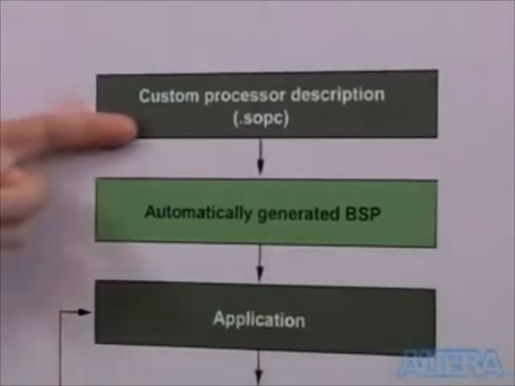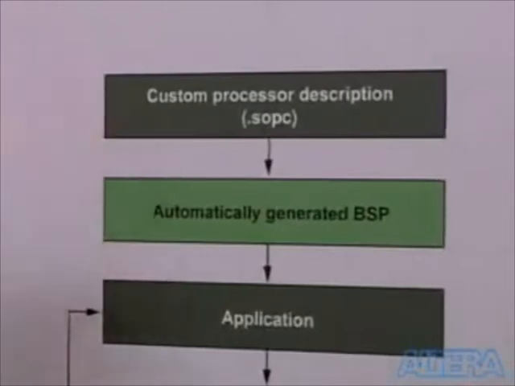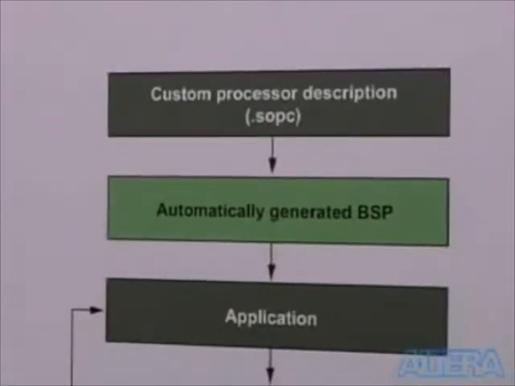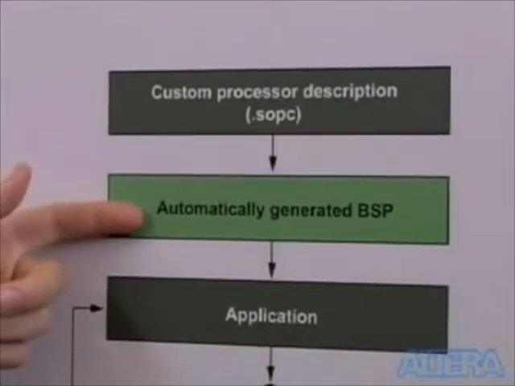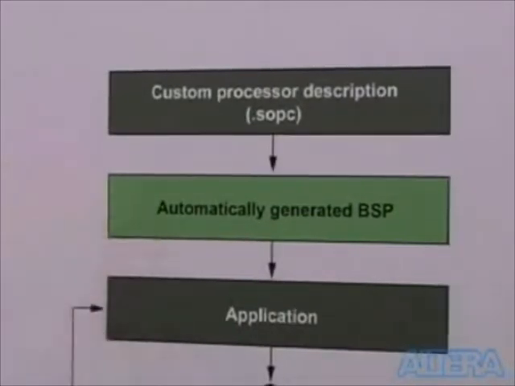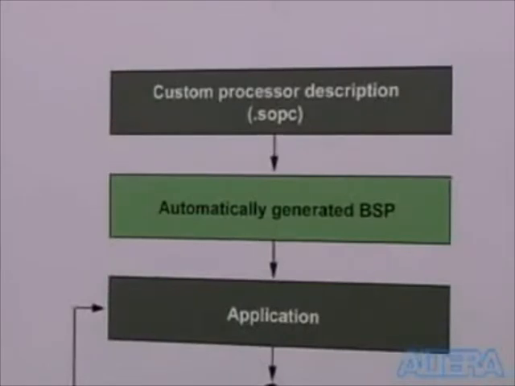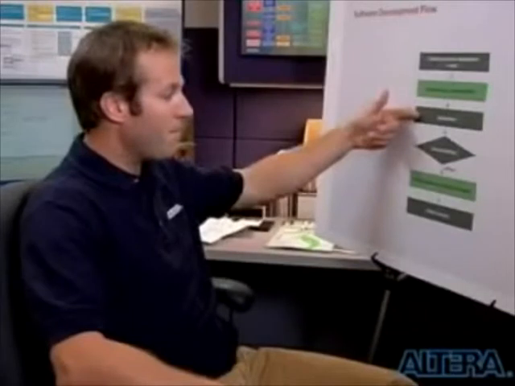Now I'll show you how to build your own application. From a software development flow, it's very similar to what you're probably already used to. First, your hardware engineer hands off a file that contains a description of your NEOS 2 system. Next, the NEOS 2 software development tools automatically generate a BSP from this input. If your hardware design changes, you only need to generate a new BSP. You do not need to change your application software.